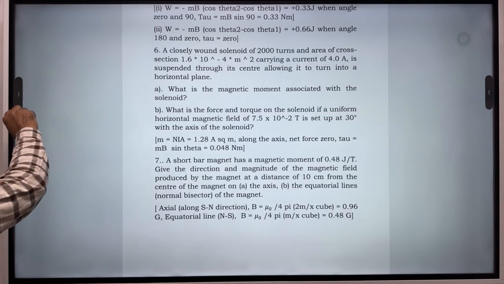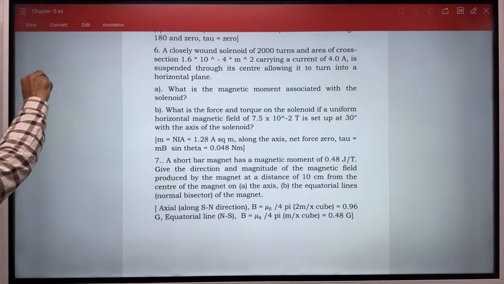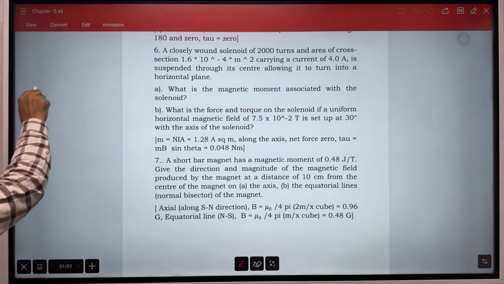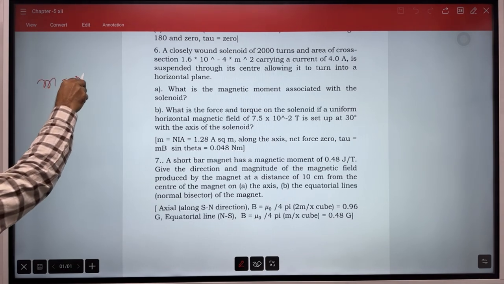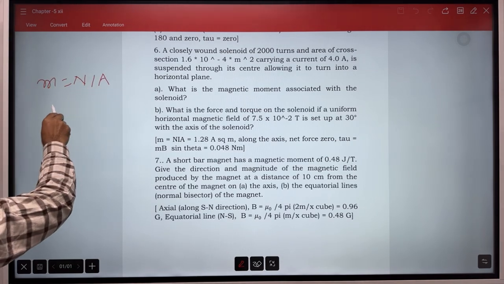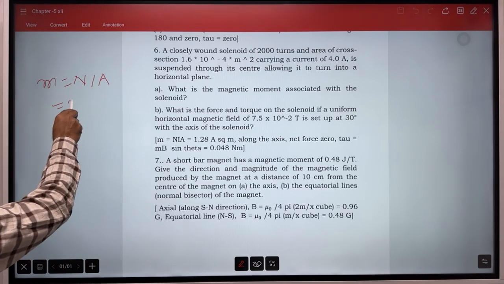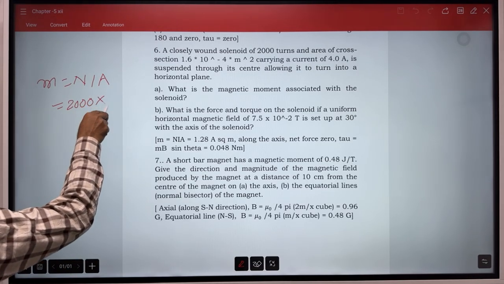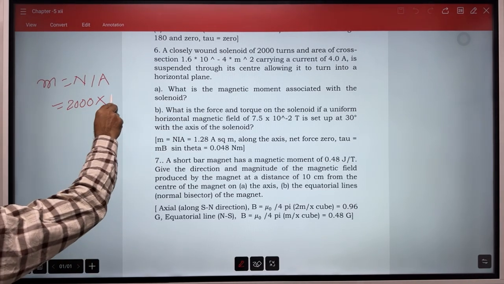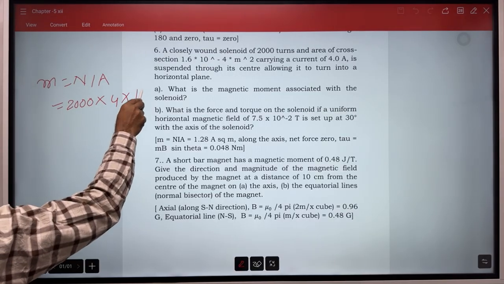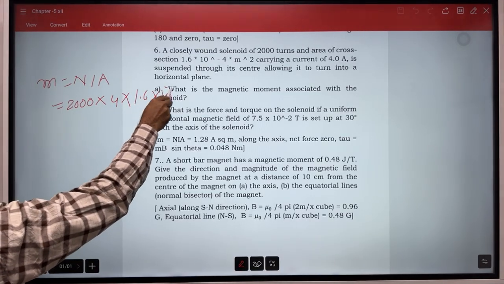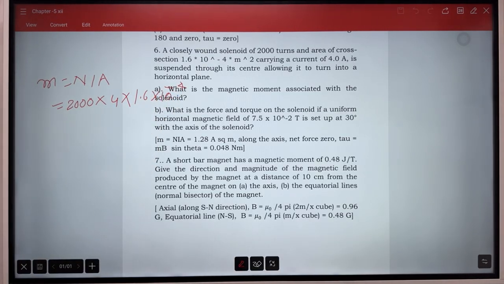So first of all, we are going to evaluate the magnetic moment. For that, if you remember, M = NIA. So what all do we need? We need the number of turns. Number of turns is 2000. Then current is given as 4 ampere, and area is given as 1.6 × 10^-4. Now we can evaluate it.